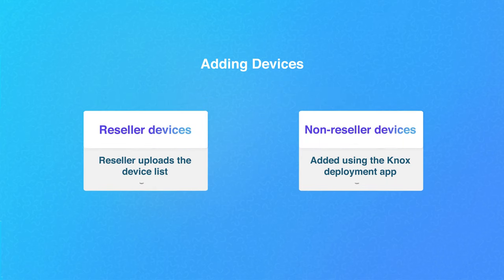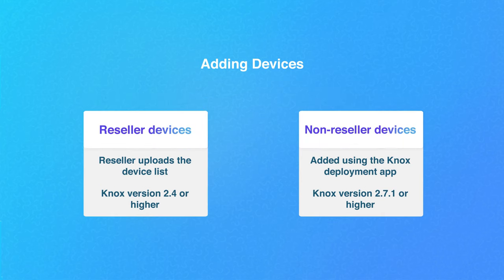Adding devices to your portal. There are two options by which devices can be added to your Knox portal, based on whether the device is purchased from an approved Samsung reseller or not. Note that only Samsung Knox devices running Knox version 2.4 or higher can be enrolled via KME.